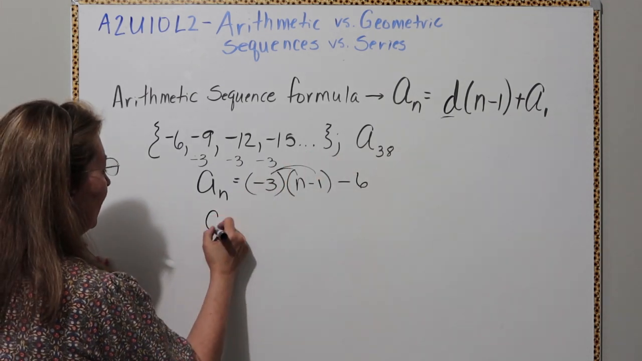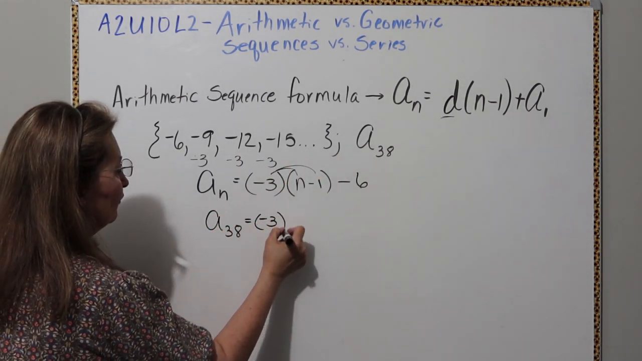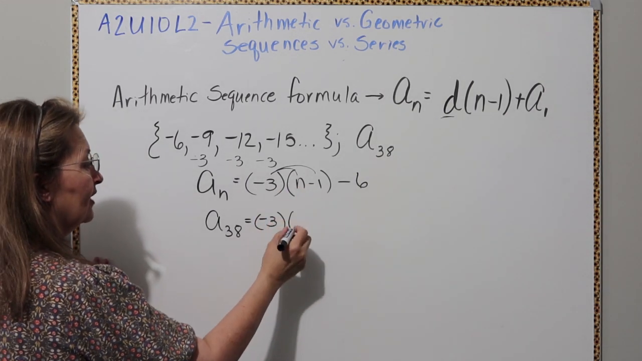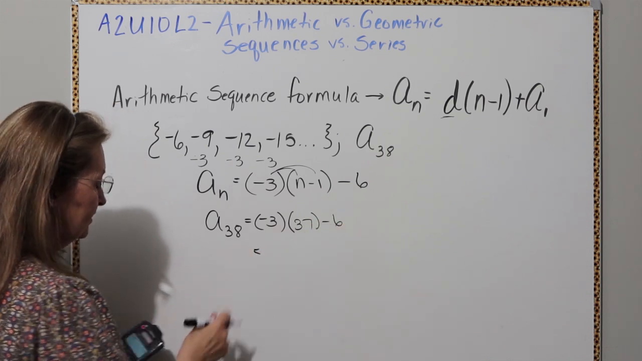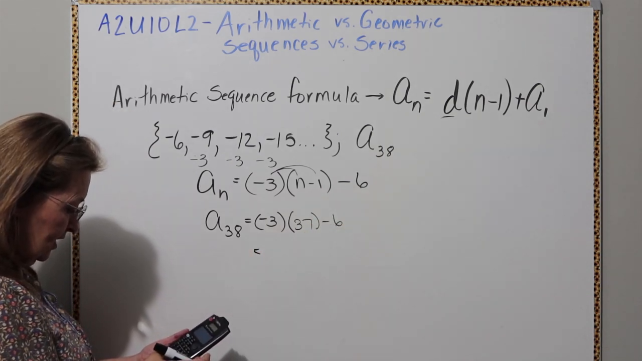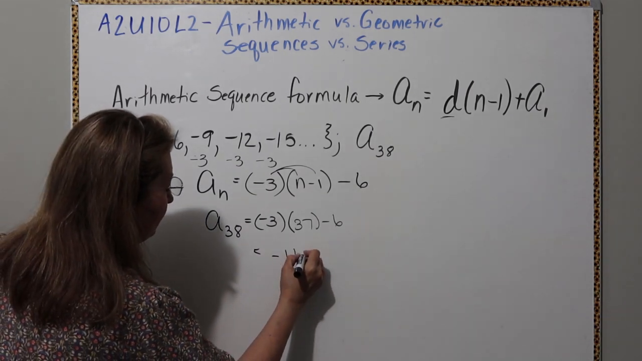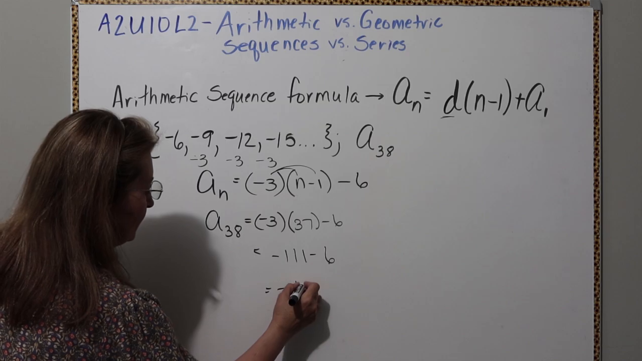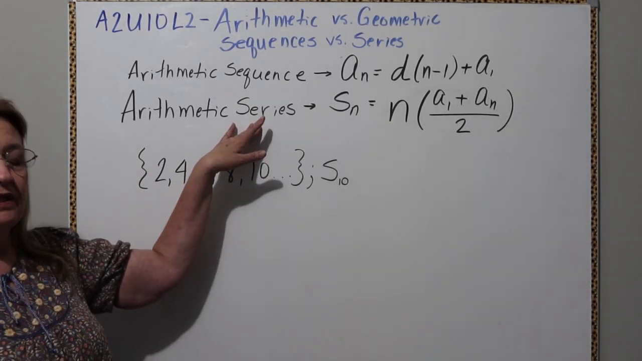So let's go with a_38. I'm going to have -3 times, and I'm going to put 38 in here. What's 38 minus 1? 37, minus 6. So now -3 times 37 is -111. Minus 6 is -117.